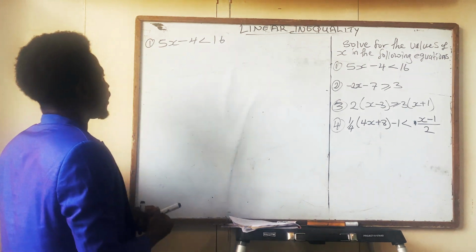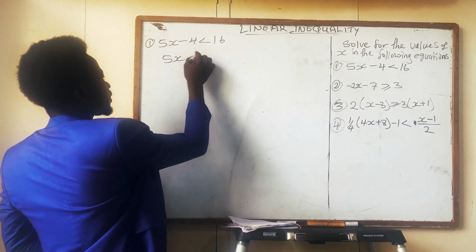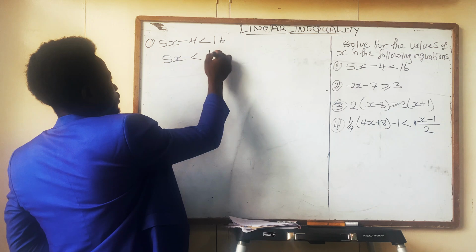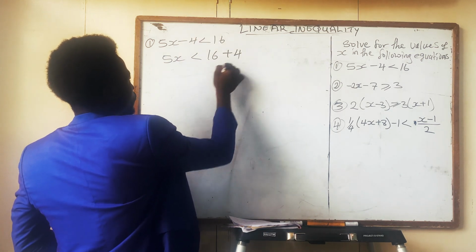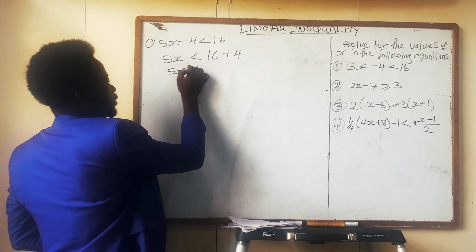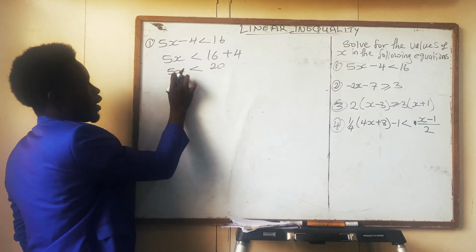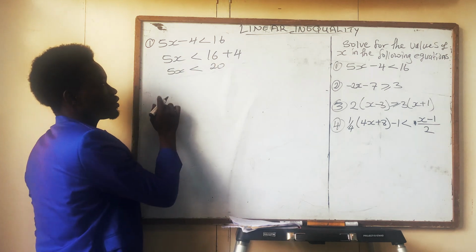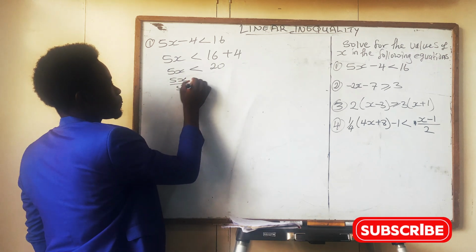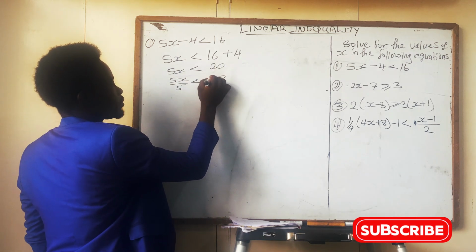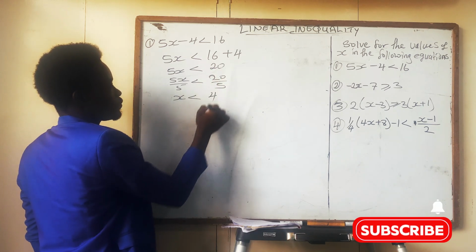Okay, so here, because I'm looking for 5x, I leave 5x here, then I carry whatever is here across the equal sign. So we have negative 4 coming over here, becomes positive 4. So I have 5x is less than 16 plus 4, that gives you 20. I'm looking for x, so therefore I divide through by 5. So I have 5x less than 20 divided by 5. So my x is less than 4.